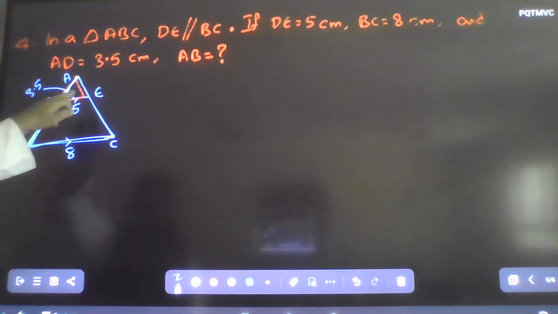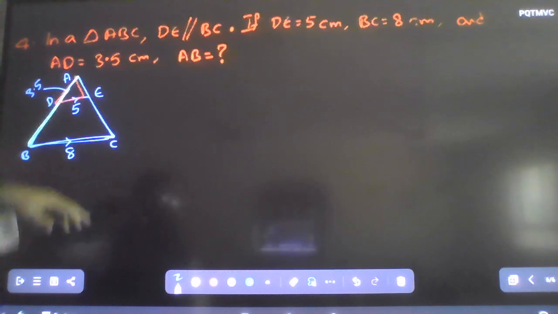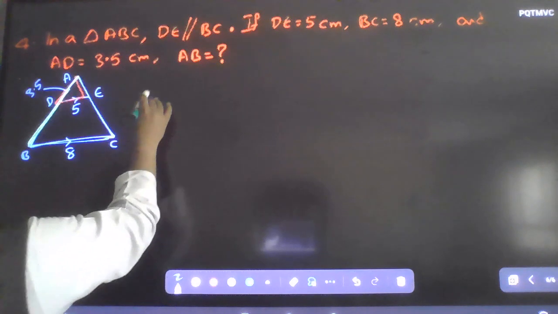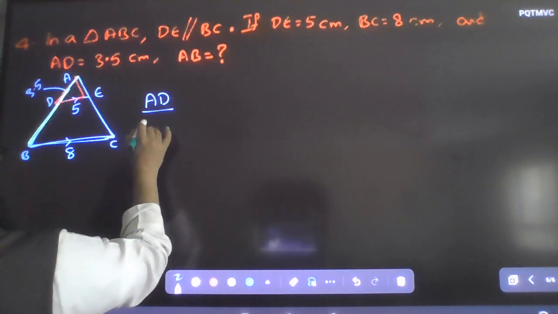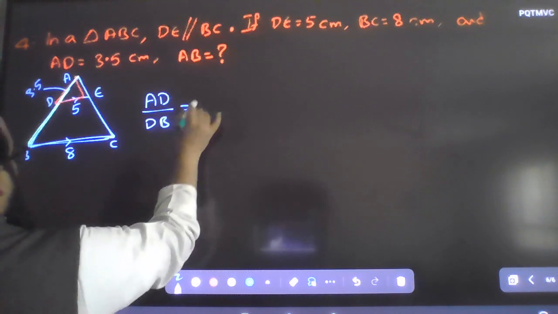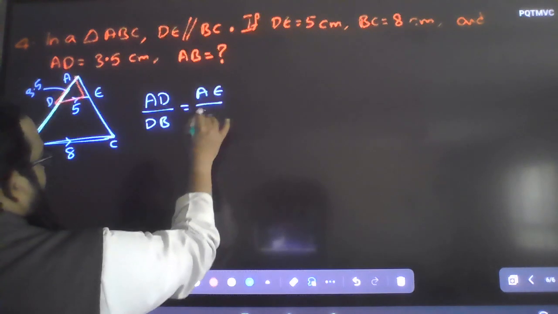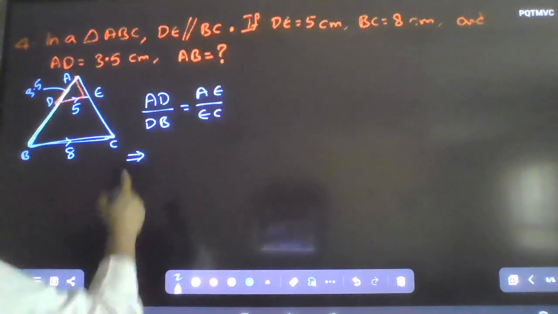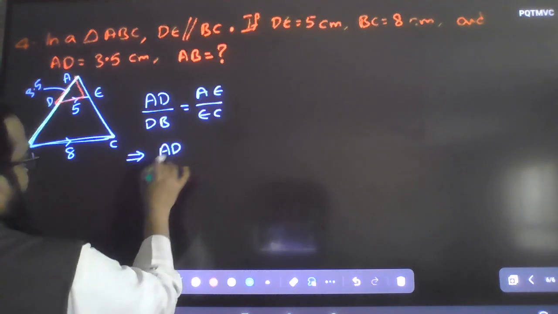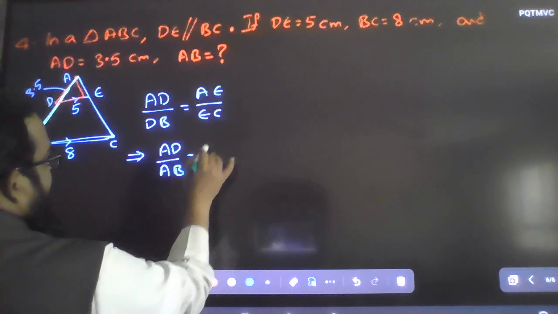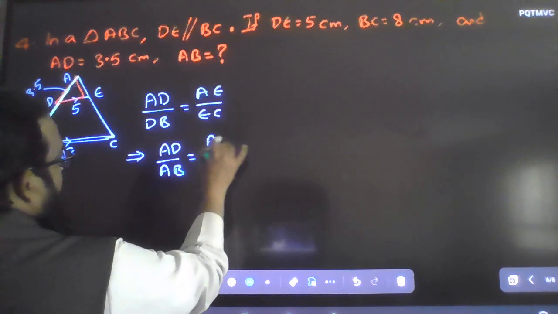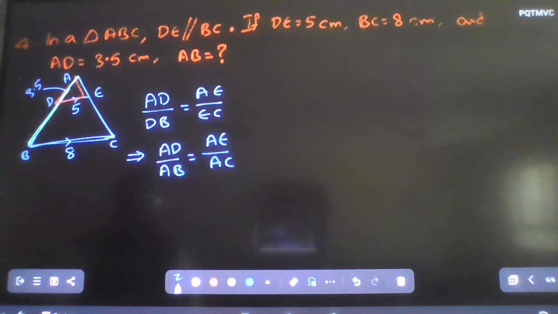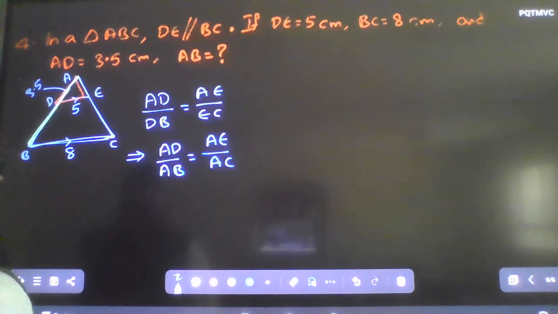Since these two lines are parallel, according to the theorem, AD by DB is equal to AE by EC, and by the corollary of the theorem, we can write it as AD by AB is equal to AE by AC. We have studied it, right? By adding one on both sides, you will understand. So we got it.